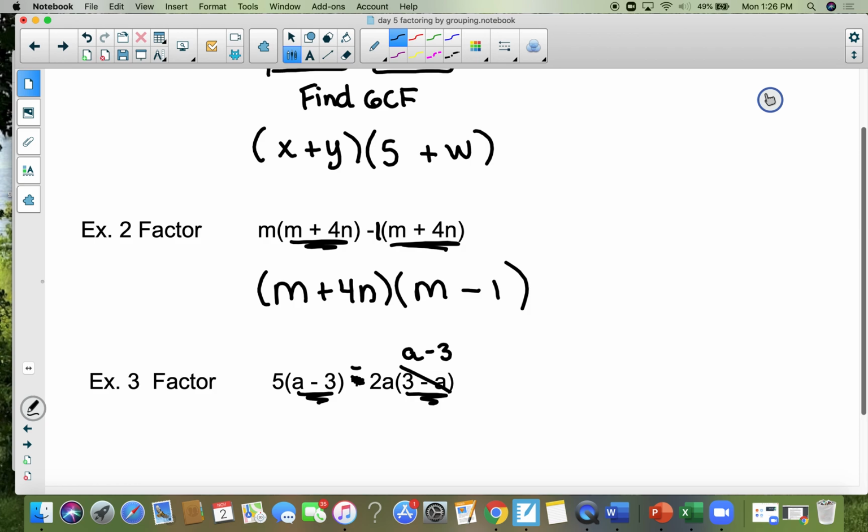So keep that in mind. If they're the same, you don't have to do that. It's only when they're opposites. So they have an A minus 3 in common with each other, because I had to make them look the same, with the 5 minus 2A left.